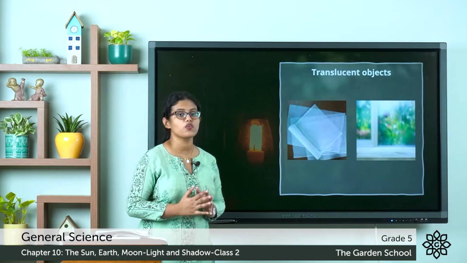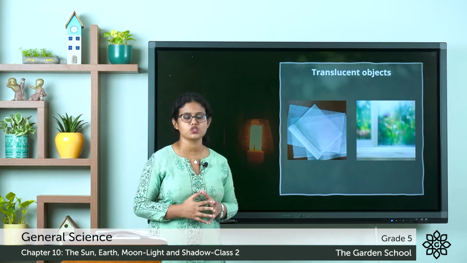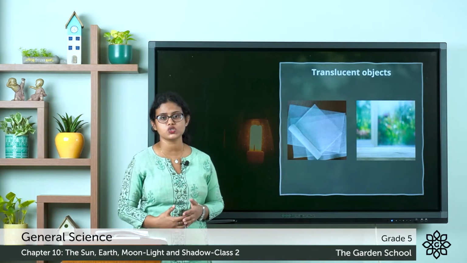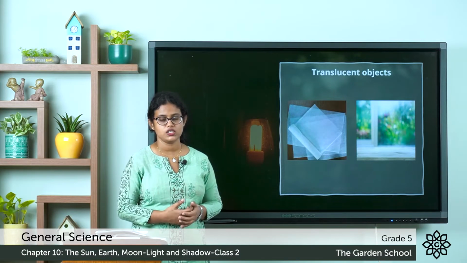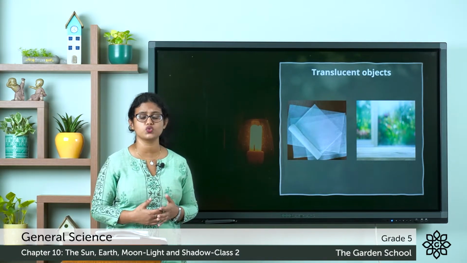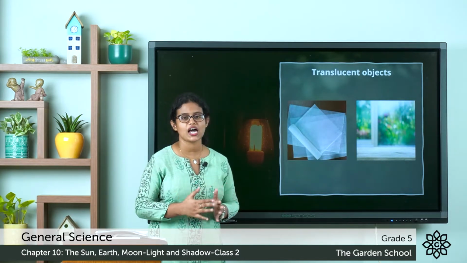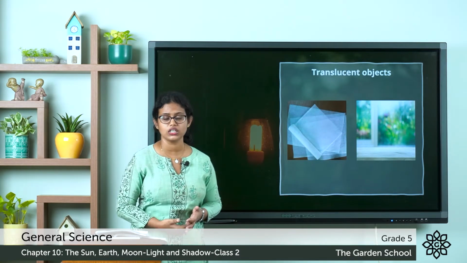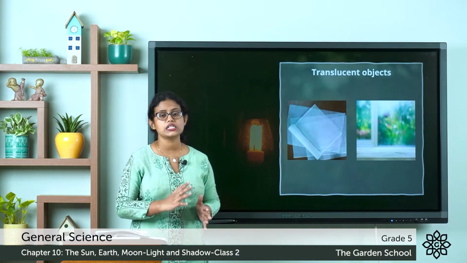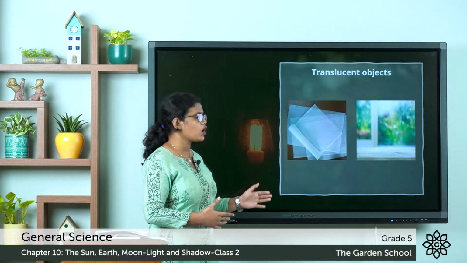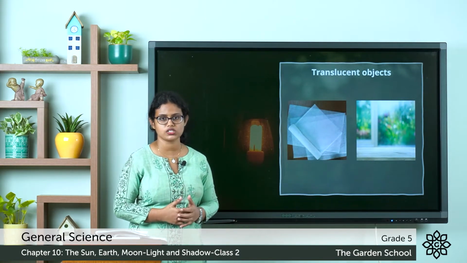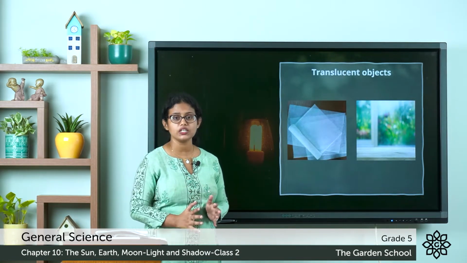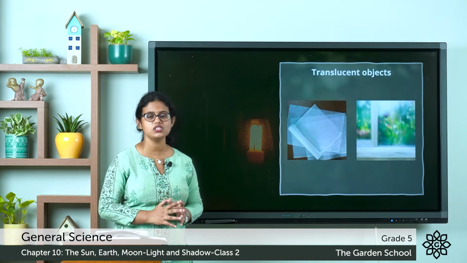The next type of object, that is translucent objects. So, what are translucent objects? Objects that allow light to pass through them but partially. So, such objects are called translucent objects. For example, foil paper, frosted glass, all these are examples for translucent objects. So, we cannot see clearly through these objects because these objects allow light to pass through them partially. So, such objects we call translucent objects.